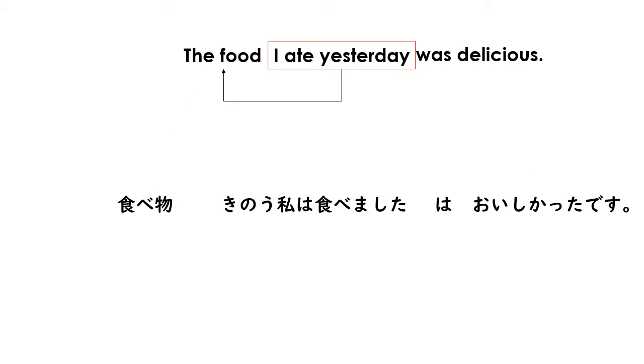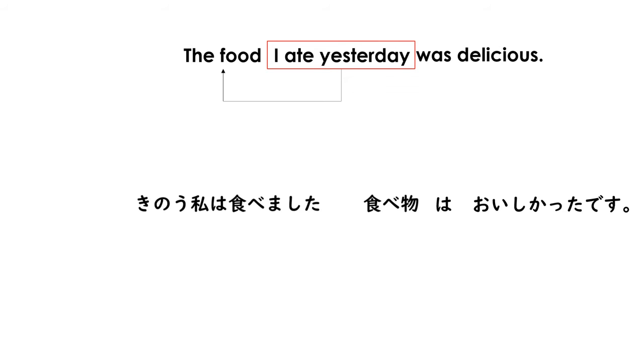Rule number 1, the relative clause must precede a noun in Japanese. So, let's drag the relative clause before the noun. Rule number 2, the verb, adjective, or noun in the relative clause must be in the plain form. What is the plain form of 食べました? It is 食べた.